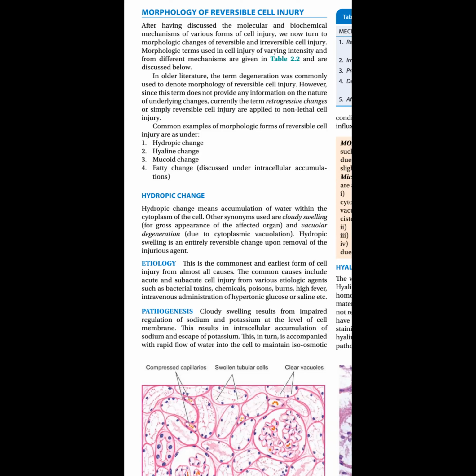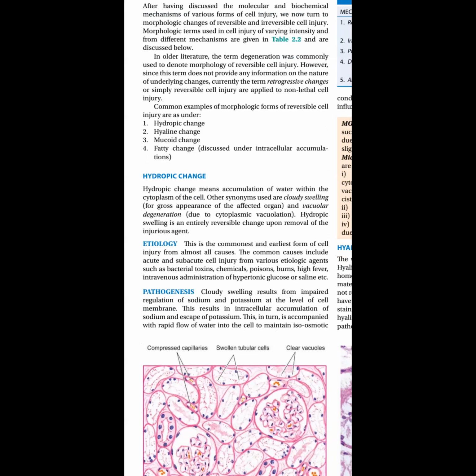So hydropic change means accumulation of water within the cytoplasm of the cell. Other synonyms used are cloudy swelling and cloudy vacuolar degeneration. This is the commonest and earliest form of cell injury from almost all causes. No matter what the cause is, this is the first sign we see in the morphological changes. It is seen in acute and subacute injury. It cannot be seen in chronic.